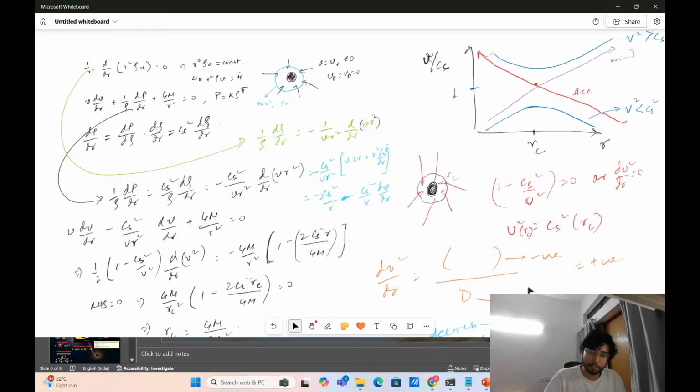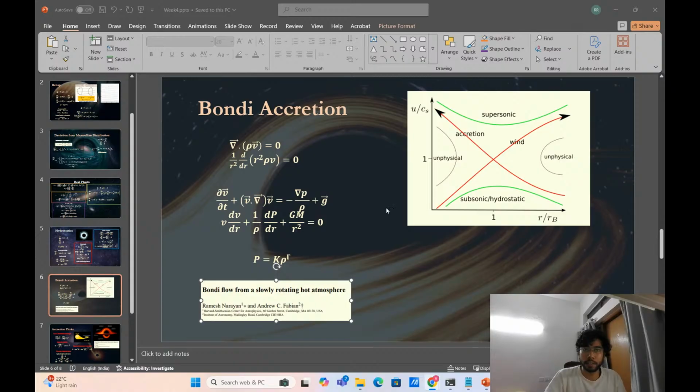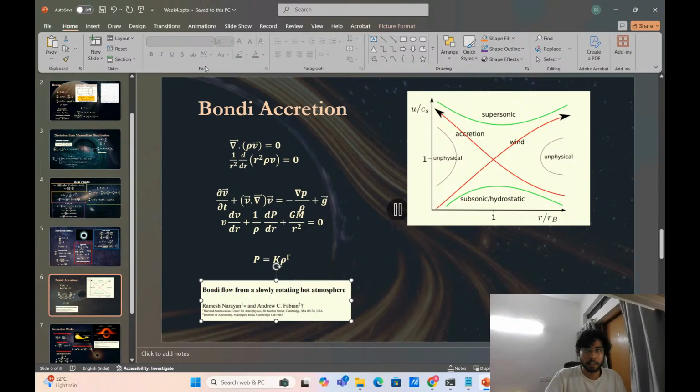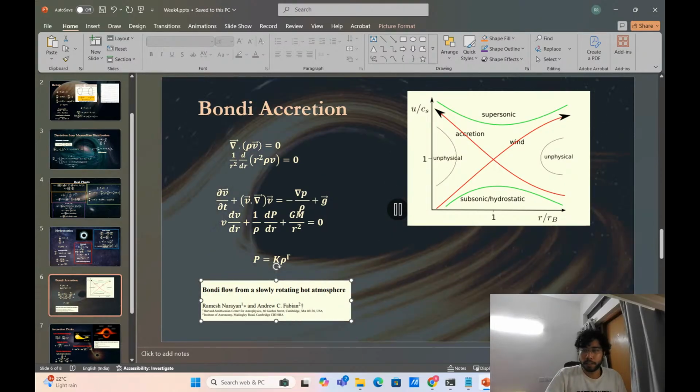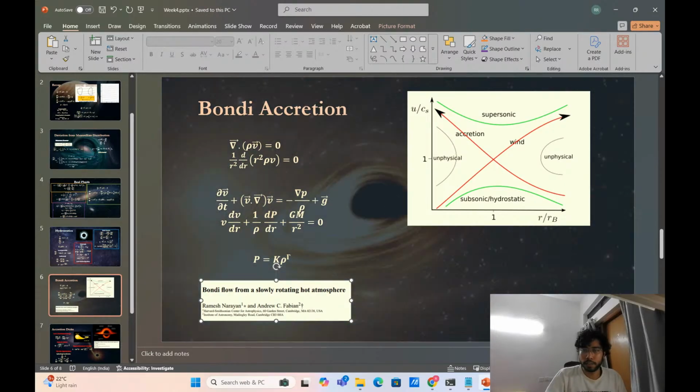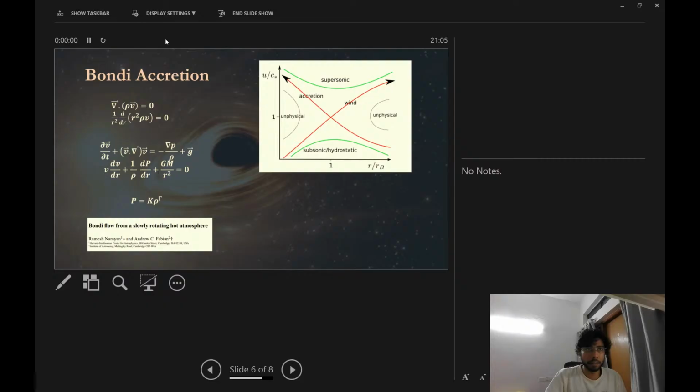But yeah, it never reaches the sonic point or the sonic radius. So anyway, these two are unphysical conditions, so let's not go into that. But it should be good to know that those two also exist theoretically.